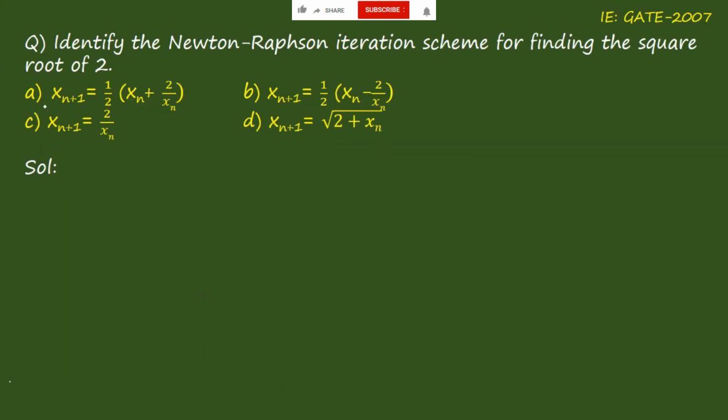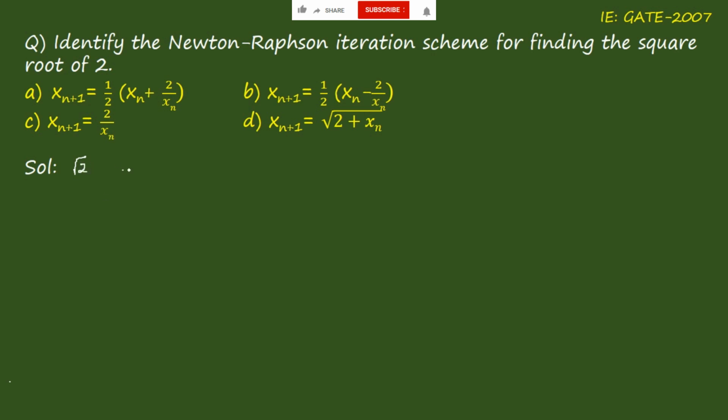Now coming to the question. The question is: identify the Newton-Raphson iteration scheme for finding the square root of 2. Okay, it is a GATE question 2007. They are asking to find the square root of 2. What is the formula used?